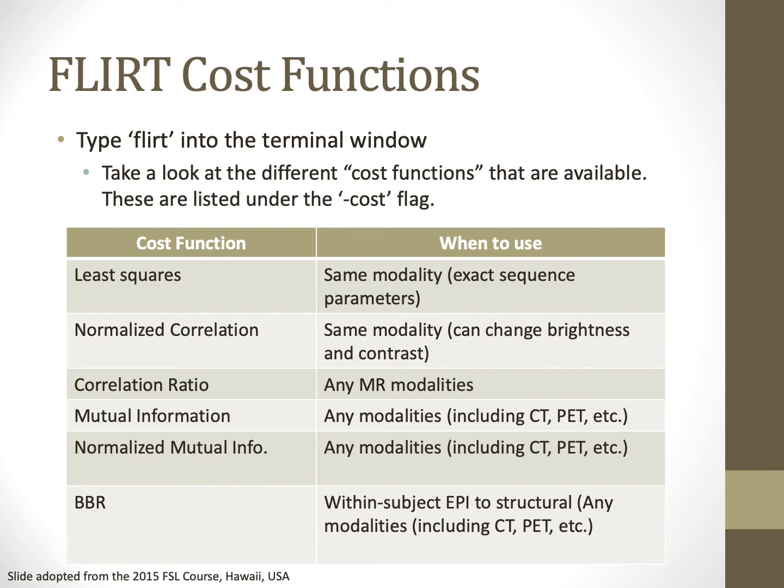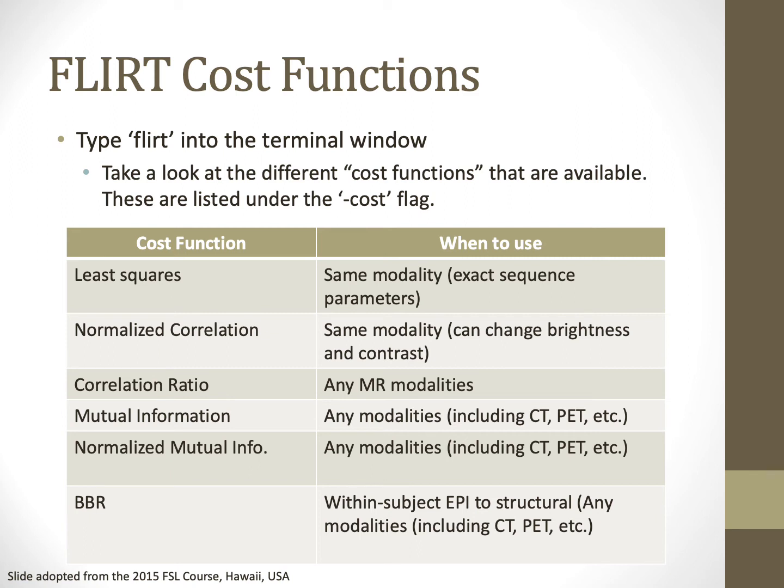For example, the least squares cost function generally is a good choice when trying to align two images of the same modality, and typically using the exact same parameters, for example, two T1 weighted images acquired from two different individuals. A normalized correlation cost function is generally beneficial, again, for images acquired using the same modality, but where brightness and contrast may slightly change within an image.